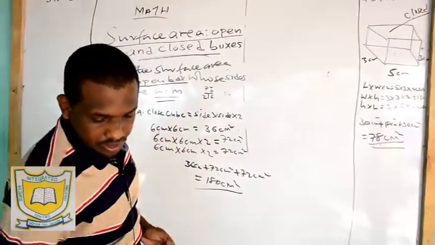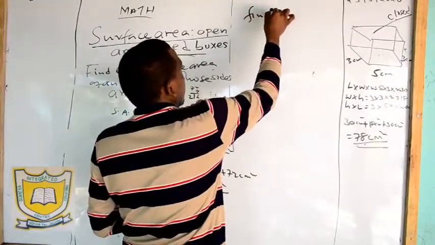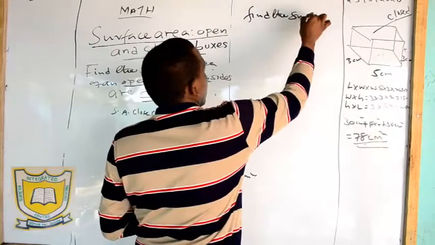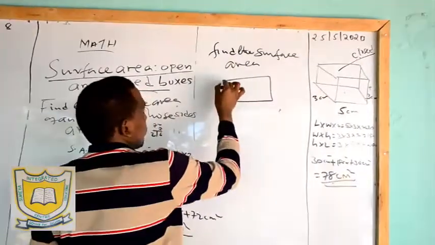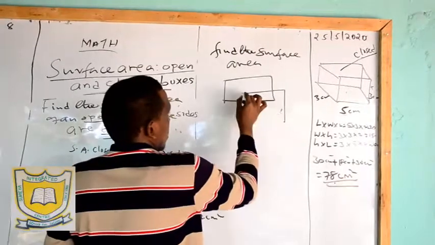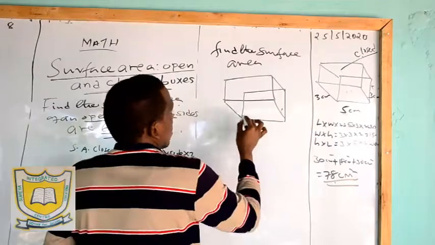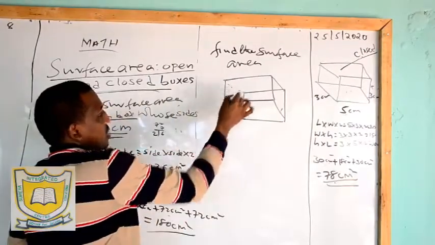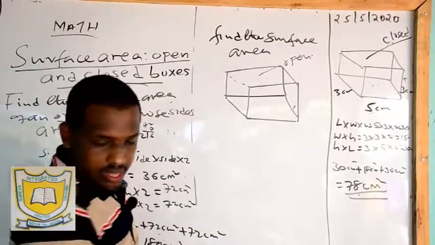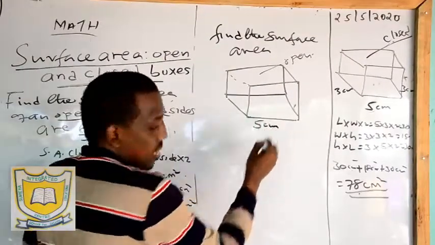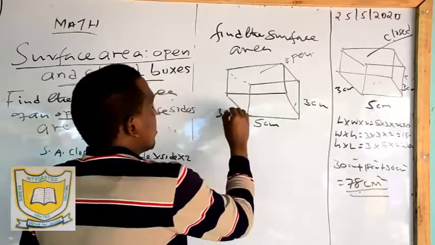There's an open box here. They said find the surface area. Then they said here it is open. Here is 5 centimeter. Here is 3 centimeter. And here is 3 centimeter.